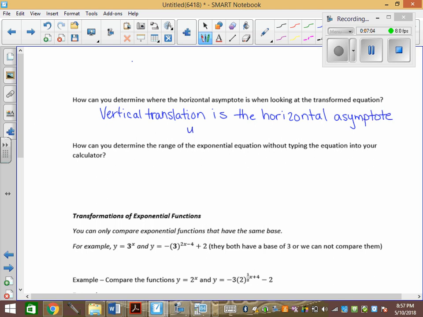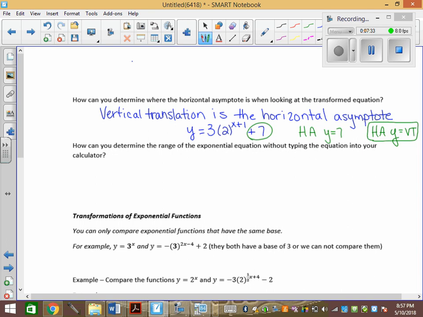So if you have the equation y equals 3(2 to the x plus 1) plus 7, the only thing that moves that asymptote off of 0 is the vertical translation. So my horizontal asymptote is now at y equals 7. That easy. My horizontal asymptote, therefore, is always at y equals the vertical translation. Always, for exponential.